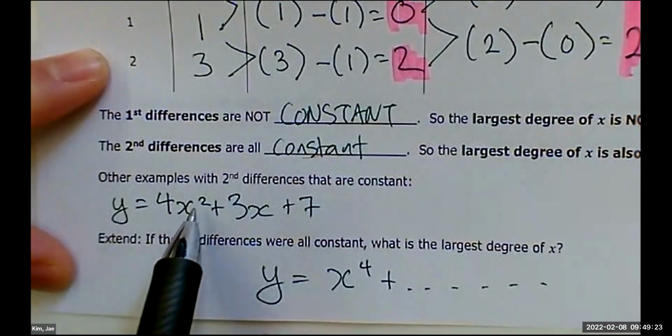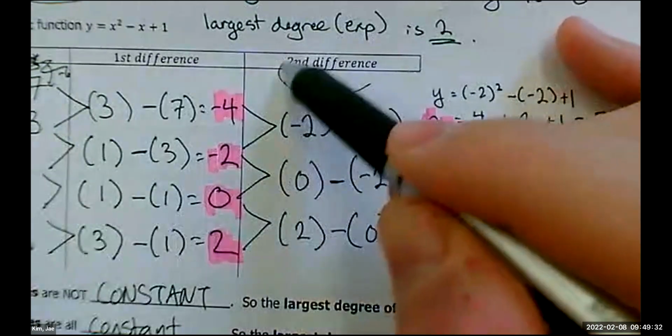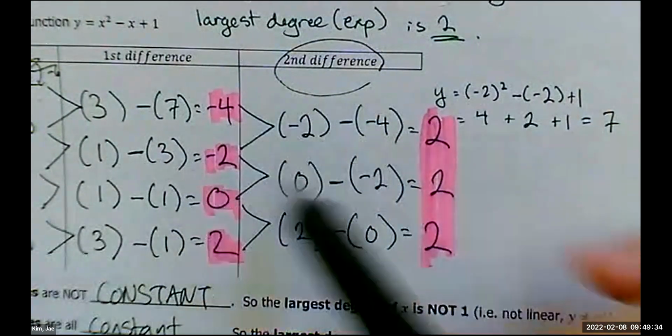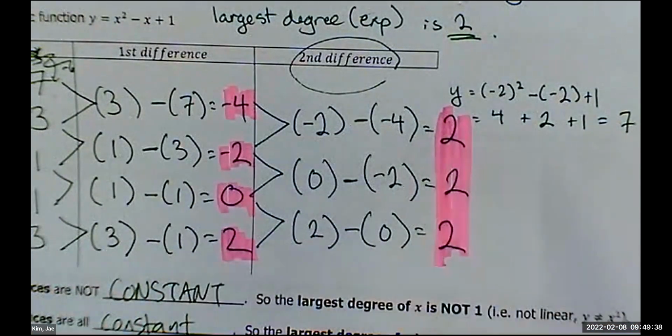The largest exponent is 2. That's it. Right here, the second difference is constant. When I do the subtractions, the first difference will not have the same number. The second difference will. Yeah, that's what I mean.